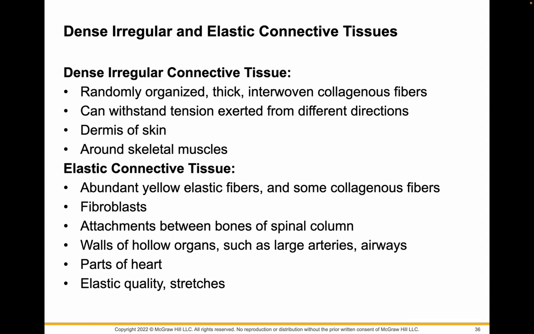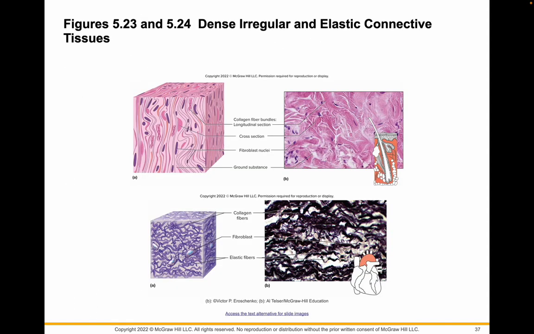Now, our last one of the propers is the elastic connective tissue. And so these are, of course, going to be made of elastic fibers or the yellow fibers. And this is going to be found between the bones of the spinal column, and then places where you think need things to be stretchy, like parts of the heart. And so here is that elastic connective tissue. It has a lot of those fibroblasts and elastic fibers and collagen fibers as well.